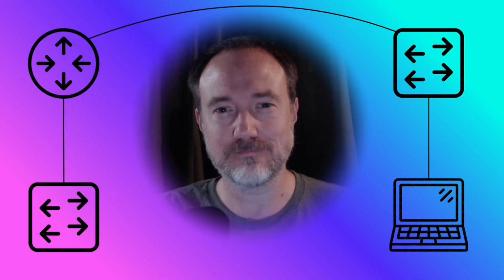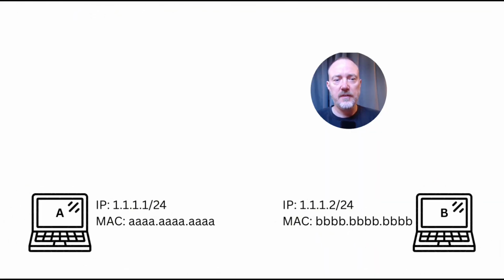So, we looked at how data is sent between two endpoints that are directly connected together. Now let's see what happens if we connect a switch between them. In this example, the PCs are set up the same way as before, where PC A has an IP address of 1.1.1.1/24 and a MAC address of all A's. PC B has an IP address of 1.1.1.2/24 and a MAC address of all Bs.